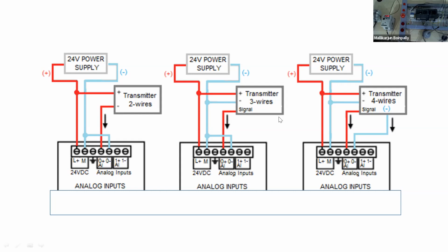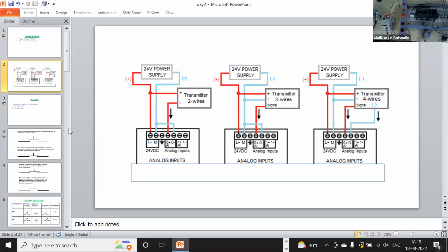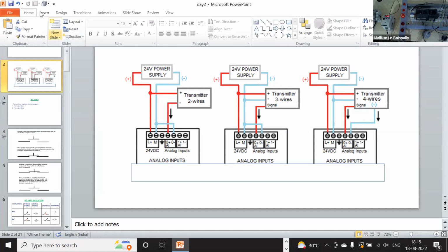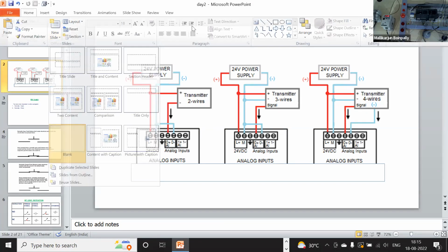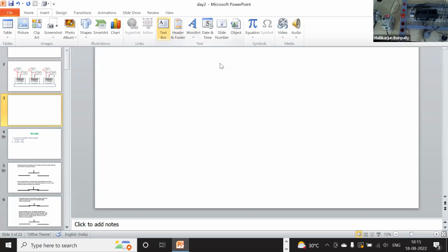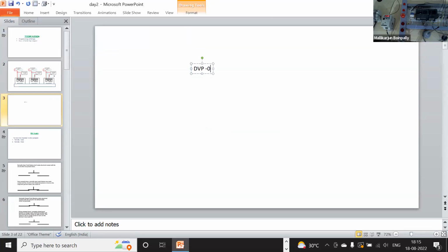Now I'm going to discuss the Delta model we have, and how we need to connect our transmitter to the PLC itself. Let's say, for example, I'm going to draw it as soon as possible. Here I'm going to take the module, the DVP04AD-ES, which is the model number. It is not a drive, it is an extension module, and it has four channels.